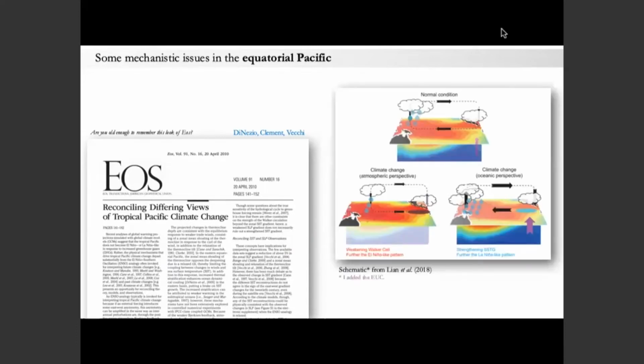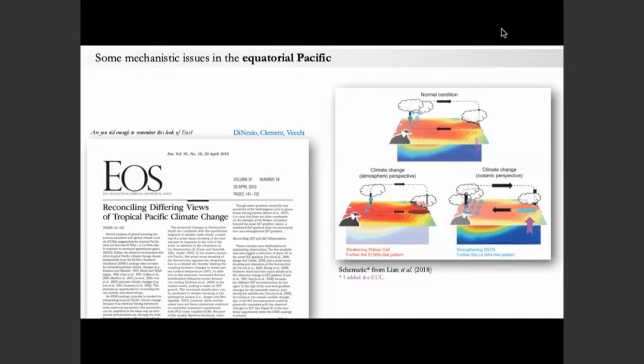Well, to grossly oversimplify the two different views, there was one atmospheric centric viewpoint that sort of used a Held-Soden scaling argument that led you down the path to say that, okay, the Walker circulation is going to slow down. Ocean be damned. The Walker circulation is going to slow down. And of course, that's going to bring about a weakening of the zonal SST gradient that would reduce the upwelling in the East Pacific and so on.